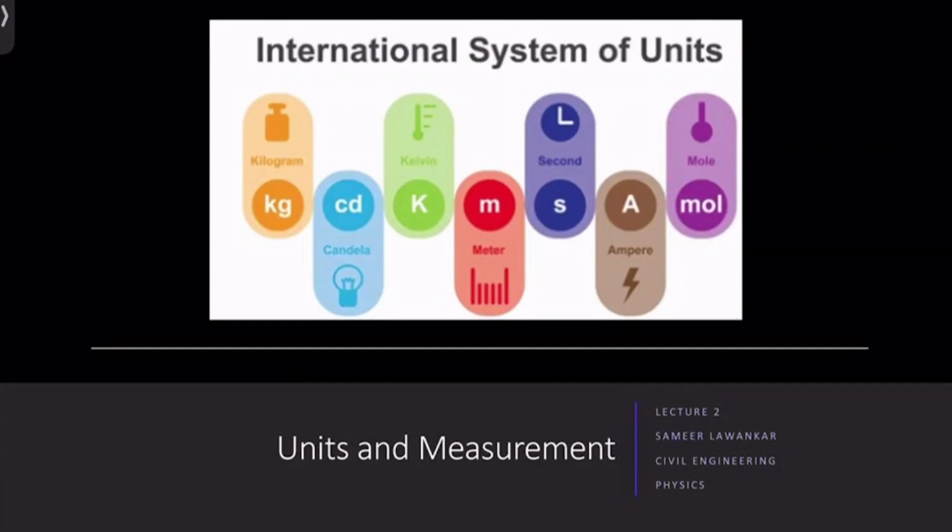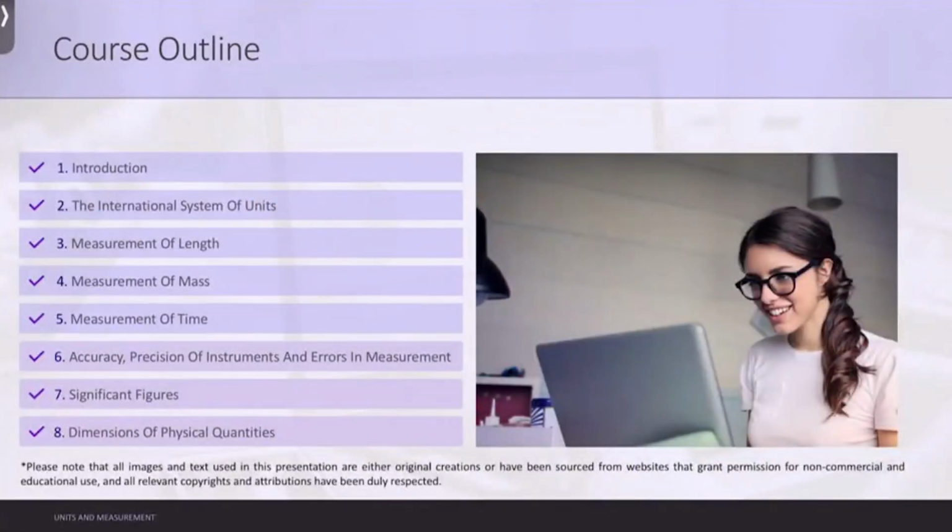Let's begin our discussion. Right now we are on the third portion, that is measurement of length. Before this, we have already covered the introduction part and the International System of Units, that is SI units. In the introduction portion, we understood why there was a need for units, what the base units, fundamental units and derived units were. Then various different units were understood in the International System of Units. Why there was a need to convert SI units, etc., were dealt with here.